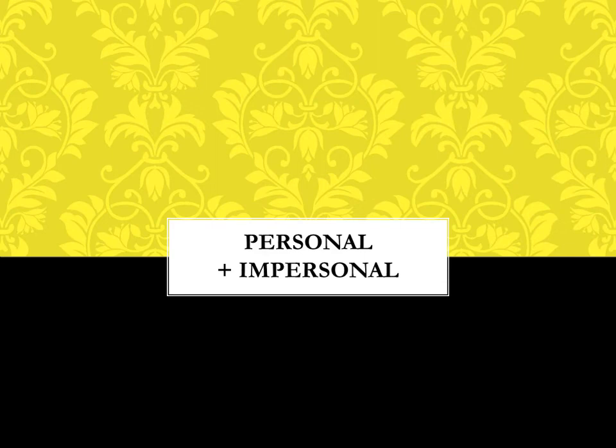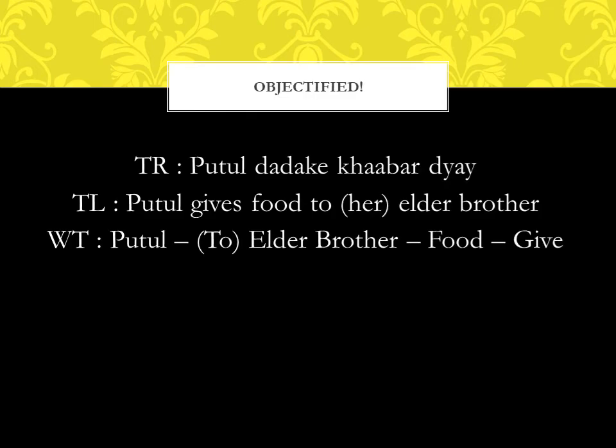Now that we have learned both personal and impersonal objects, let's see how we are going to treat them in case we have both types in a single sentence. "Putul dadake khabar dey." Who is the subject of the sentence? Putul. What is the verb? Dey, or give. What does she give? Food, khabar. This is a thing, hence we are not making any changes to the form of this word. We will just plug in khabar directly into the sentence as it is.